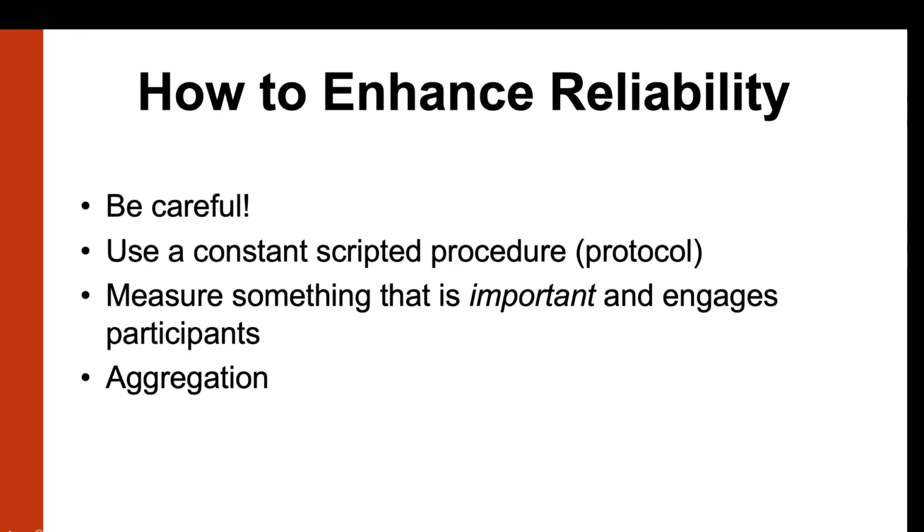And then finally, one of the most important things you can do in personality research is to do something called aggregation. Aggregation occurs when you measure the same characteristic by using multiple measures of that characteristic. For example, if you're measuring anxiety, you might have a paper and pencil test of anxiety, a computer-administered questionnaire of anxiety. You might also have some behavioral observations of anxiety.